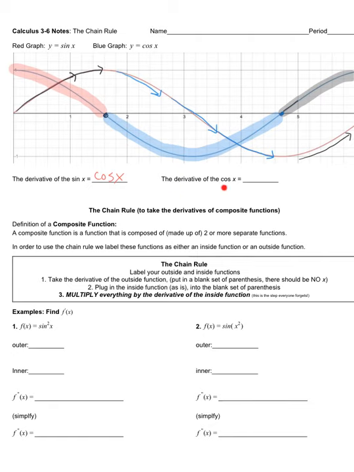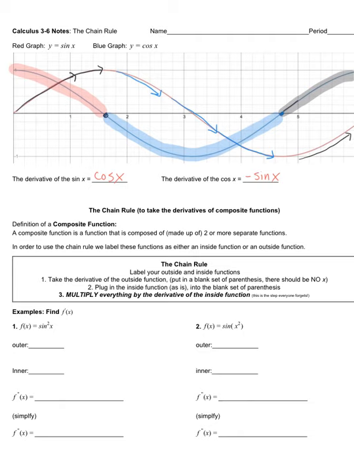All right, the derivative of the cosine, if you just take this sine graph and flip it, you would have the derivative of the cosine. So I'm just going to give this one to you. The derivative of the cosine is negative sine of x. So these are going to be the start of our derivative function flashcards. The derivative of the sine is the cosine, and the derivative of the cosine is negative sine of x.